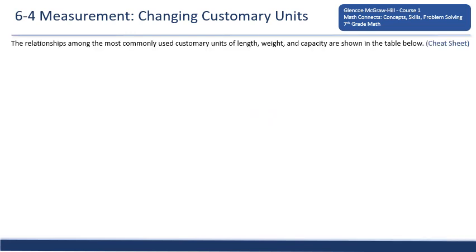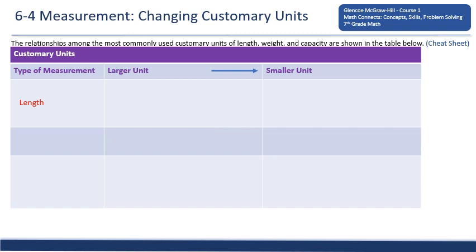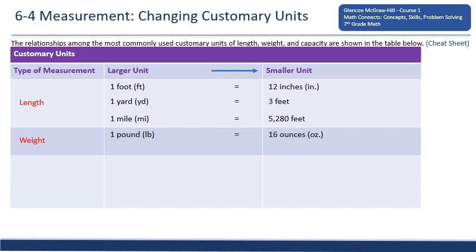The relationships among the most commonly used customary units of length, weight, and capacity are shown in the table below. Type of measurement, length. The larger unit is a foot, and the smaller unit equivalent is 12 inches. A yard equals 3 feet, and 1 mile equals 5,280 feet. Weight, 1 pound equals 16 ounces. 1 ton equals 2,000 pounds.